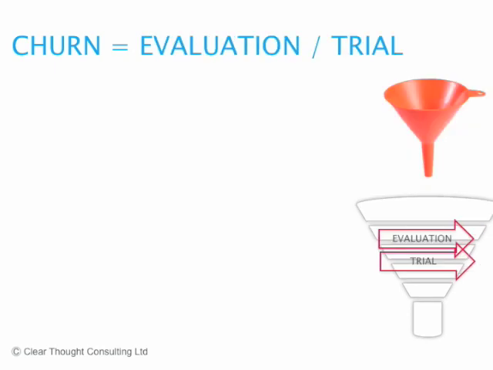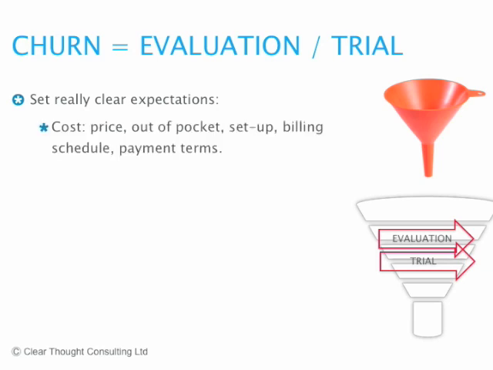The next thing you can do to reduce churn at the evaluation and trial stage, so this is when you're putting together proposals or people are reading the detailed product information on your website. Set really clear expectations. I've laid out 4 areas on which people really need to know what to expect. The first is cost. What's it going to cost them? Are there any out-of-pocket or unexpected costs that they should be aware of?